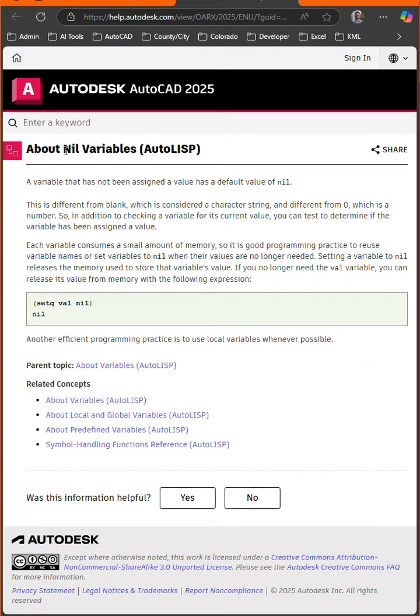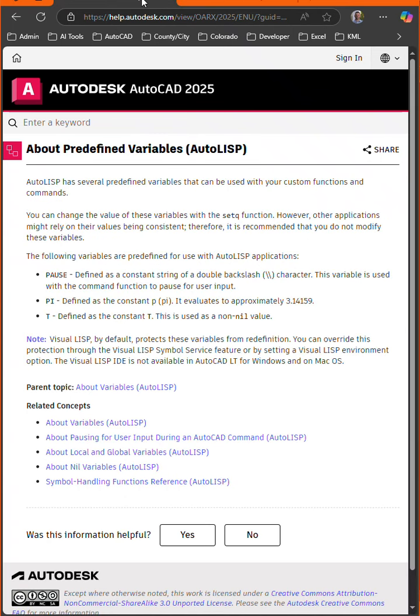As always, look at your documentation. I'll put this in the description below about nil and the constant t. Those will be in the description.